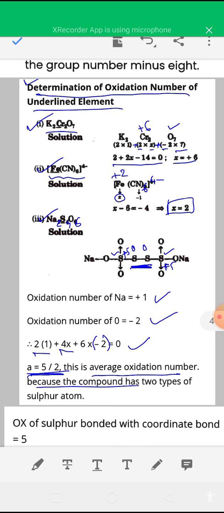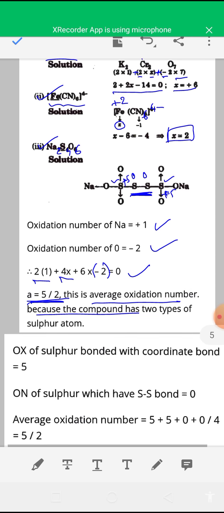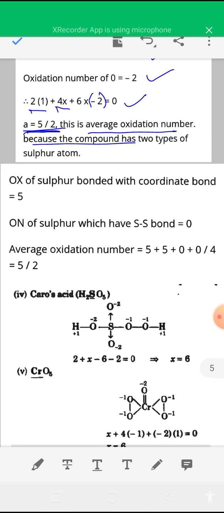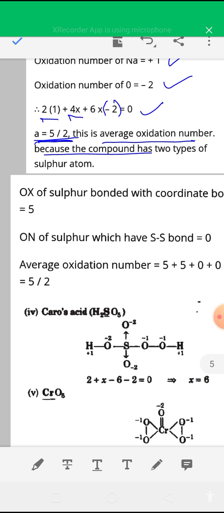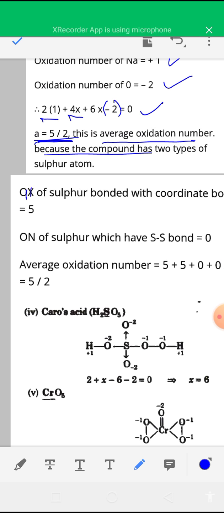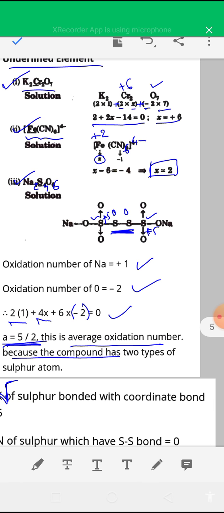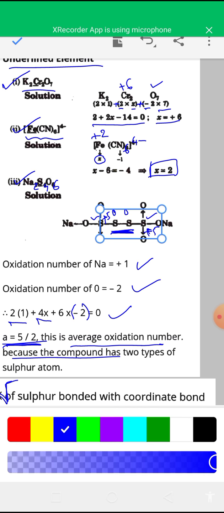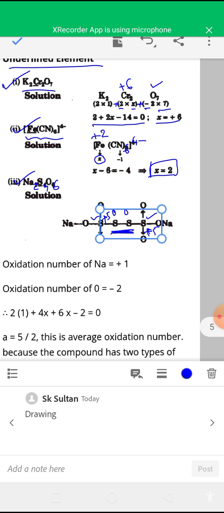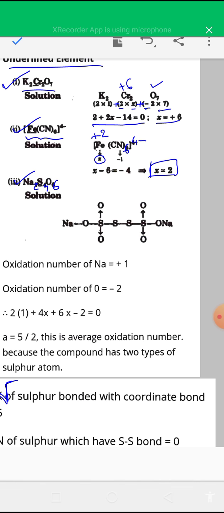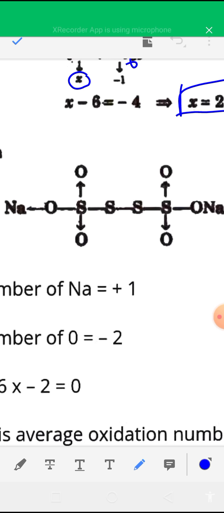Okay, so two types of sulfur atom are present in Na2S4O6. The oxidation number of sulfur bonded with a coordinate bond is +5. So the oxidation number of these two sulfur atoms, the coordinate bonded sulfur atoms, is +5, and the oxidation number of these two sulfur atoms is 0.